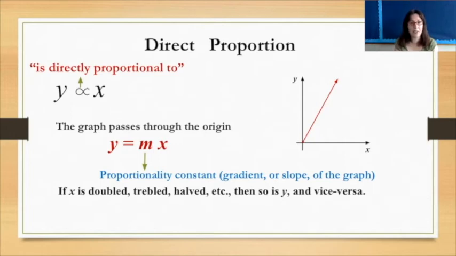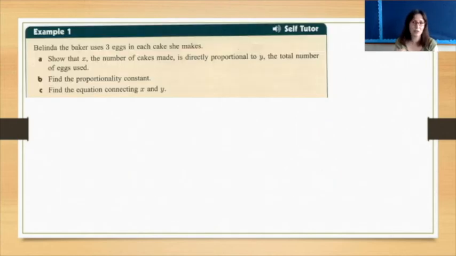That's also referred to in these cases as the proportionality constant. It's also the gradient or the slope of the graph. So if x is doubled, trebled or halved, then y is going to be directly proportional to that, and change accordingly.